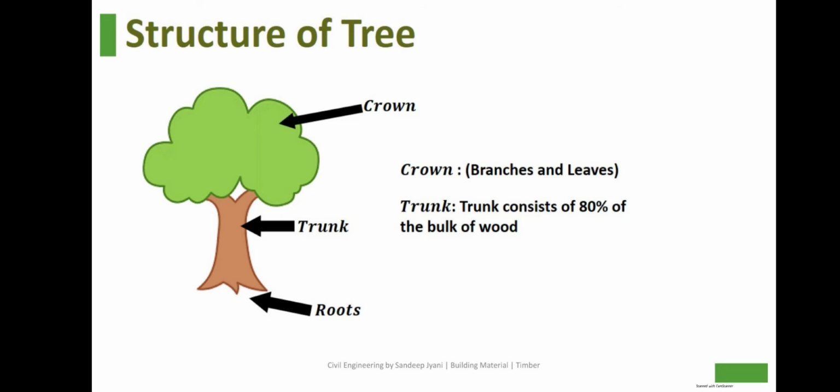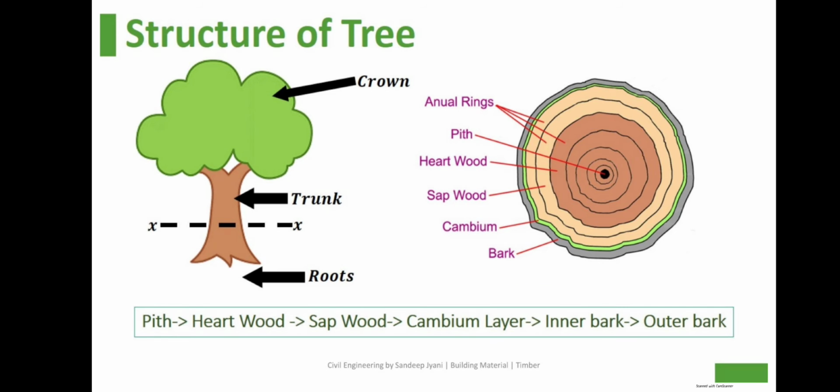Structure of tree. You can see the picture. First pith, second heartwood, third sapwood, fourth cambium layer, fifth inner bark, and last outer bark. These are the rings.